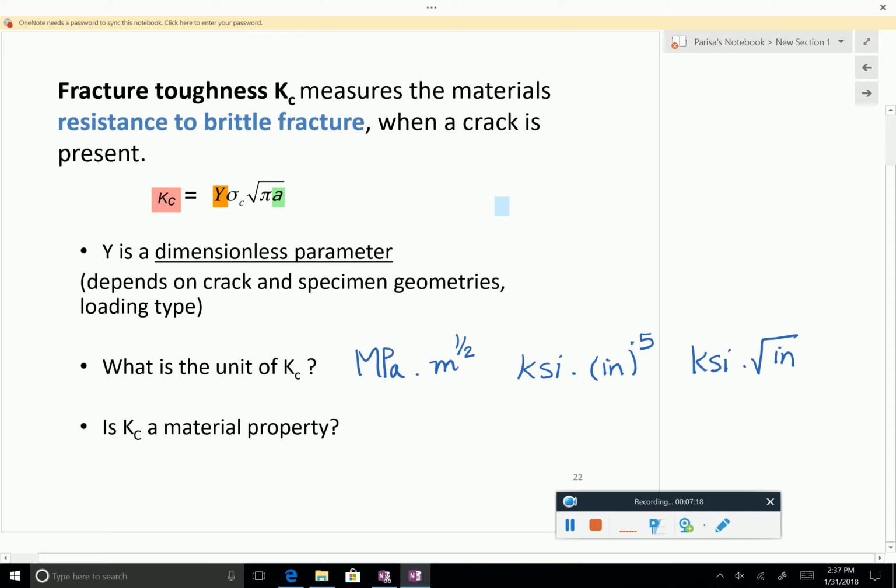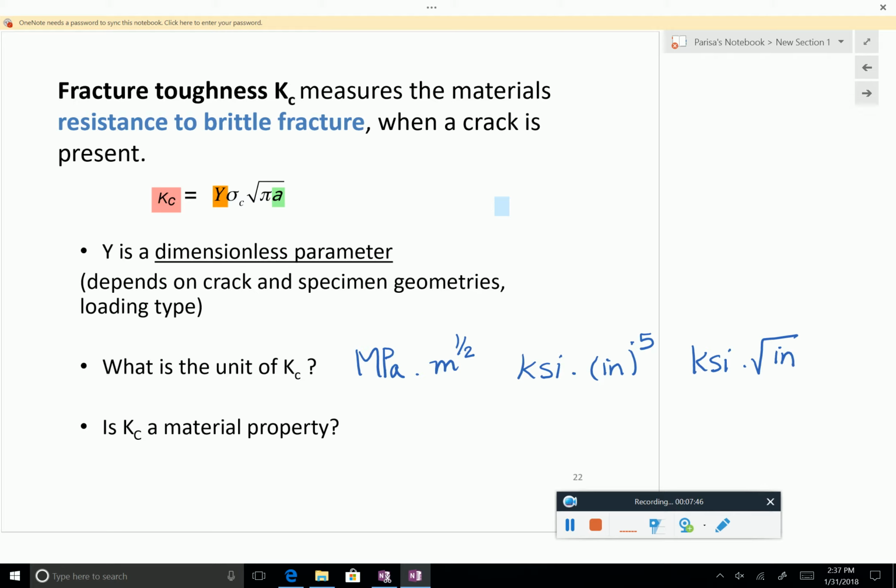Of course, they have to match. So if you are using inch here, it is inch there, but this can be psi, this can be some other, like kilopascal or something like that. The second question is, do you think fracture toughness is a material property?